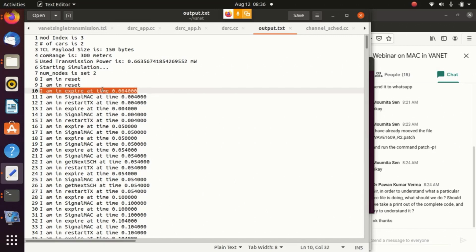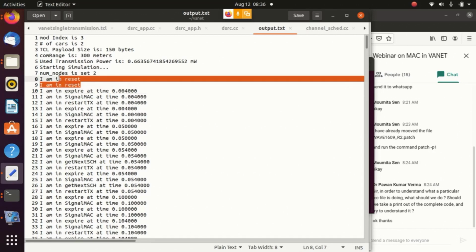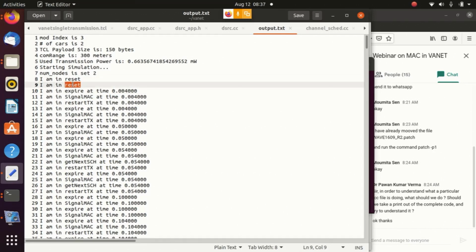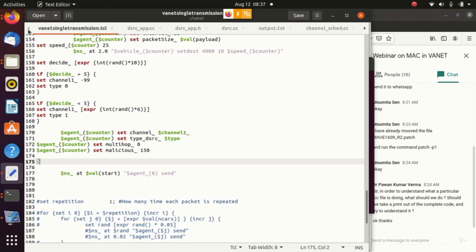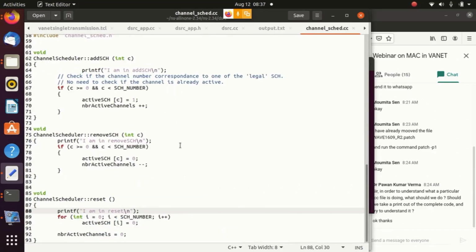Okay, so forget about the third line for now. "I am in reset, I am in reset." So where is the reset function? You will have to search. Okay, where it is. So the reset function is actually in channel scheduler.